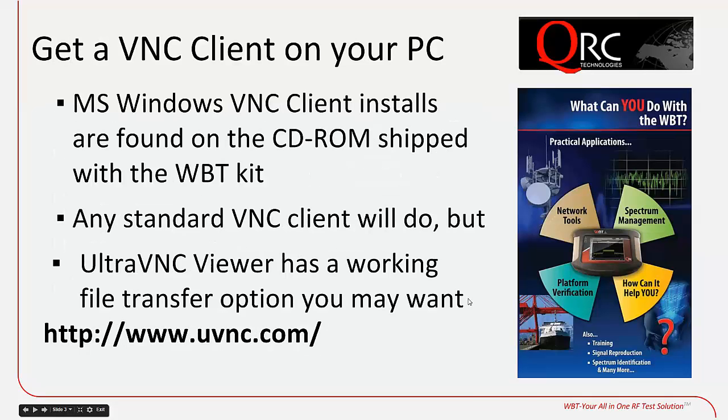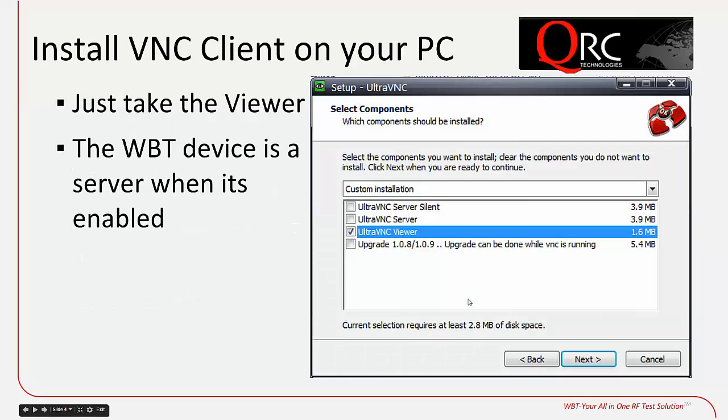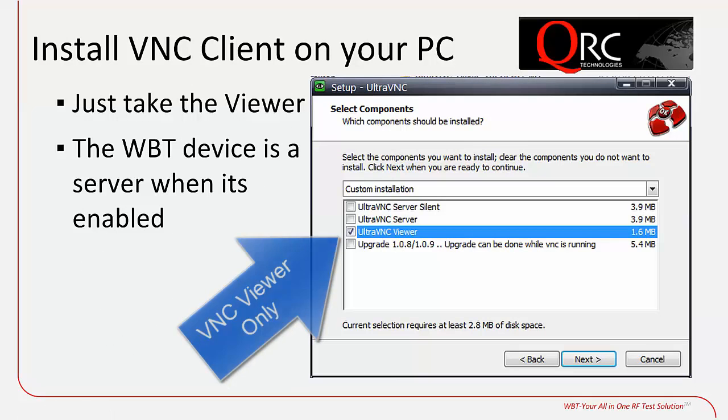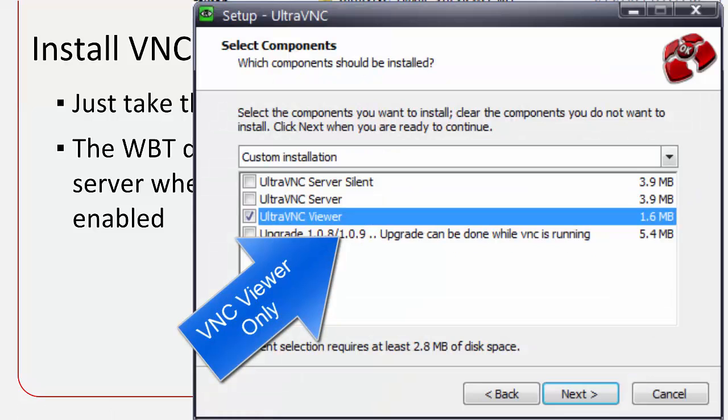So to get a client, you can use the CD-ROM that was shipped with the kit, but any standard VNC client will do. VNC Viewer has a working file transfer option that you may want, so UltraVNC at UVNC.com has a small advantage. When you're installing VNC Client on your PC, just take the viewer part of the application. The WBT device is a server when the device is running.